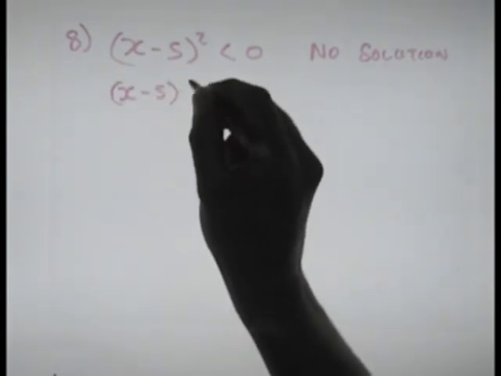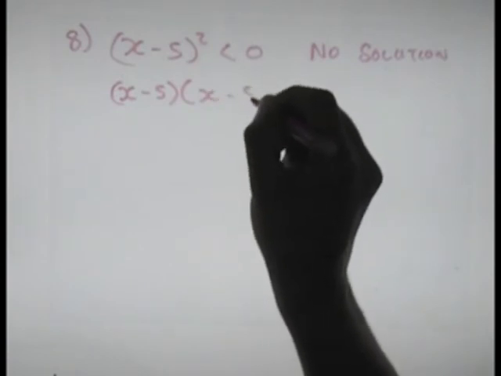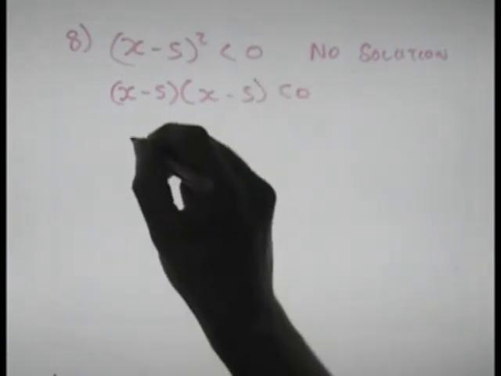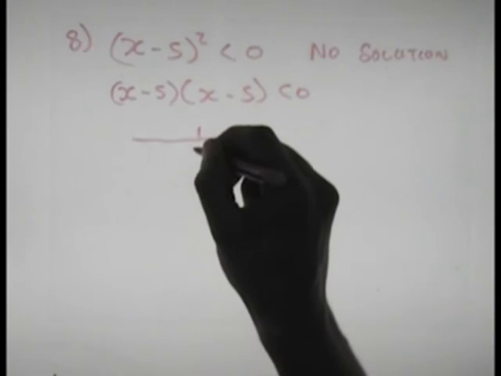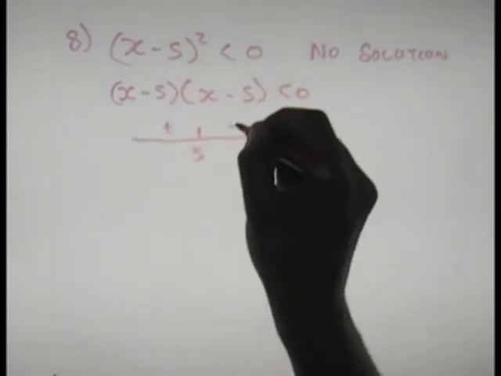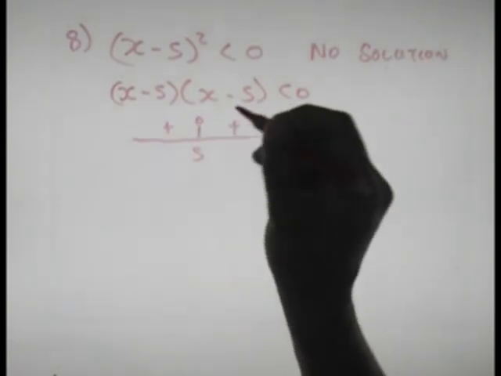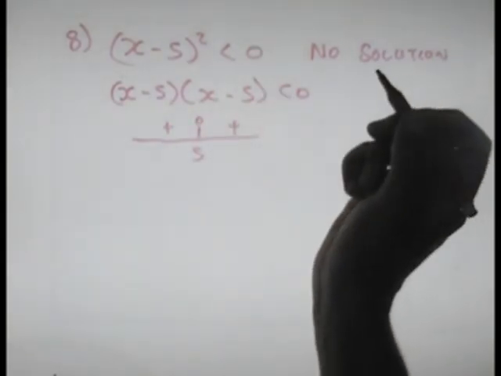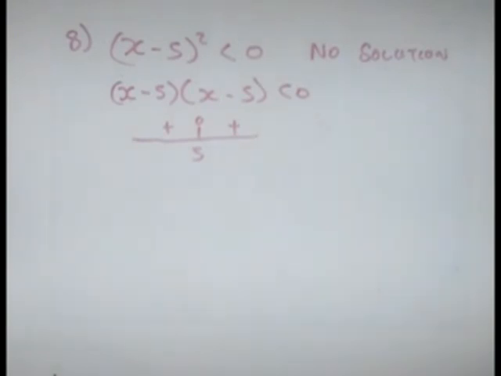Let us see how that works. x minus 5 squared is x minus 5 multiplied by x minus 5 less than 0, which means that I've only got one value of 5. This side is positive, this side is positive, this side is 0. There are no answers, no possibilities.